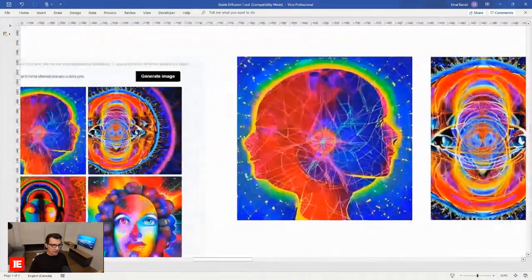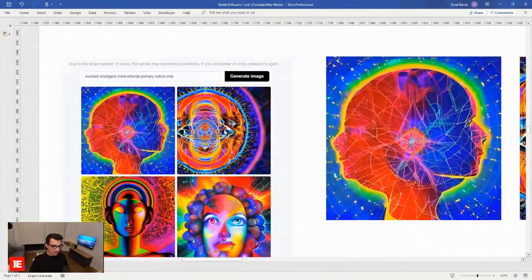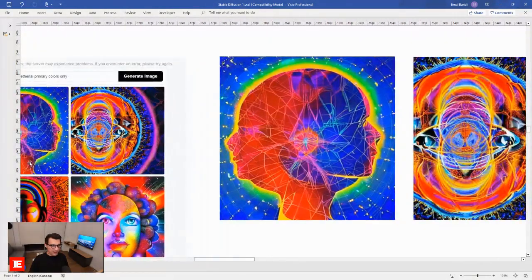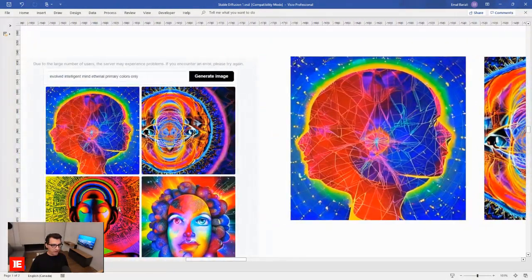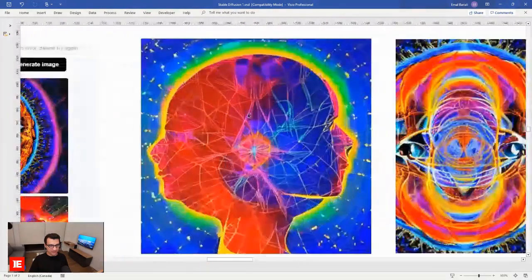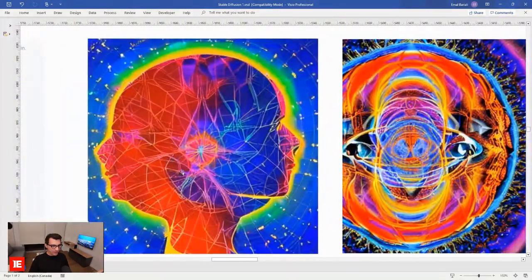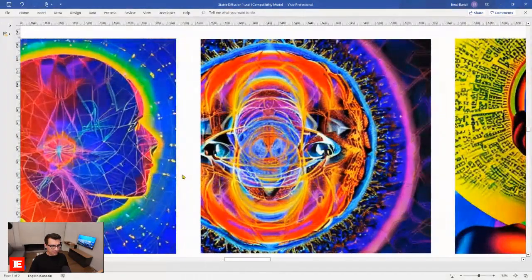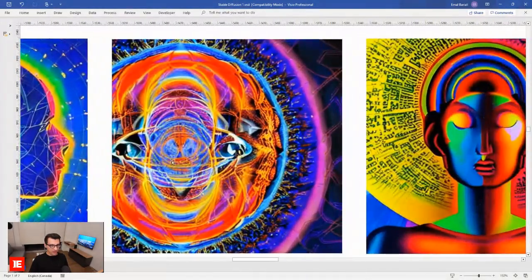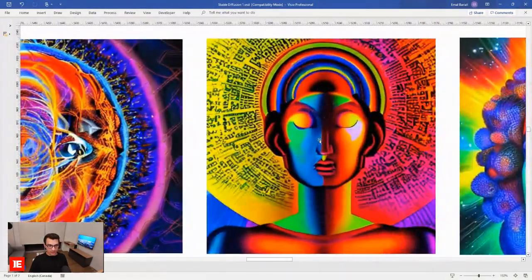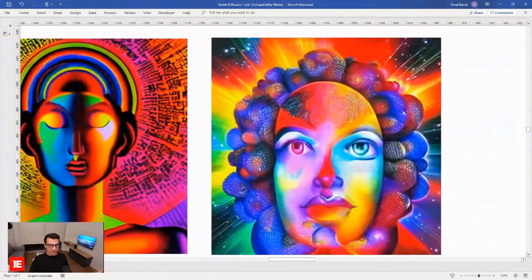So the primary colors here are a lot more vivid because it's using the primary colors, but all of them have a very similar feel because of the color palette it's using. So we got this as the first one. Here's the second one. Kind of like that one. I really like this one here. And then the third and the fourth ones here.